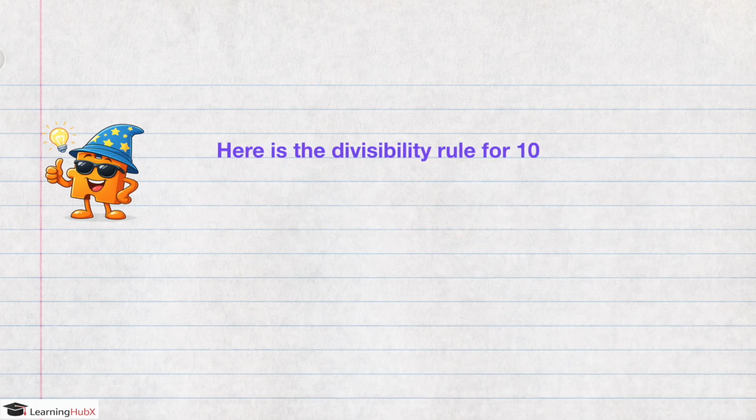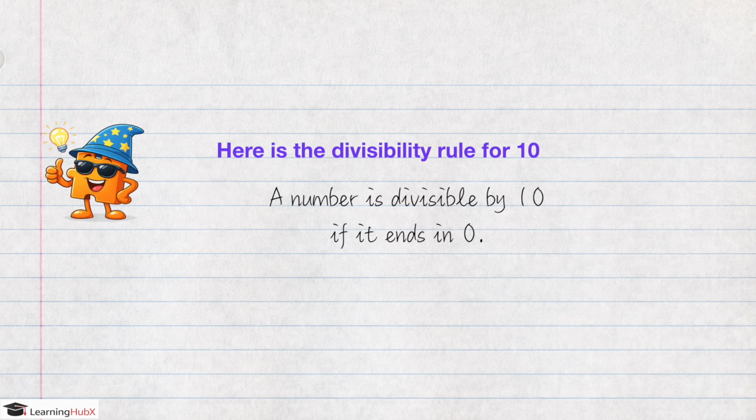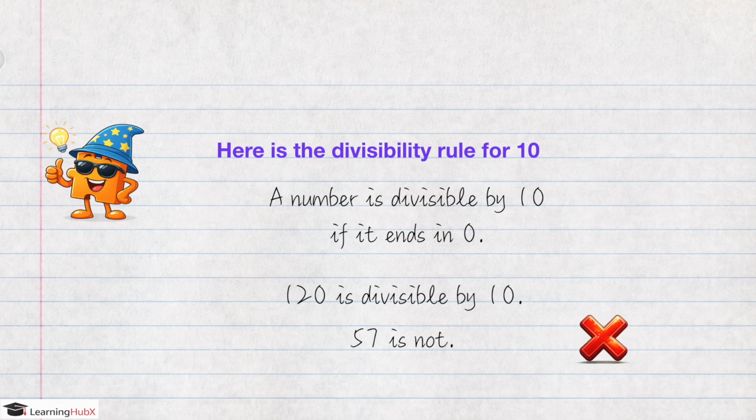Finally, the rule for 10. A number is divisible by 10 if it ends in 0. For example, 120 is divisible by 10. 57 is not. These shortcuts make it much easier to find factors quickly and efficiently.